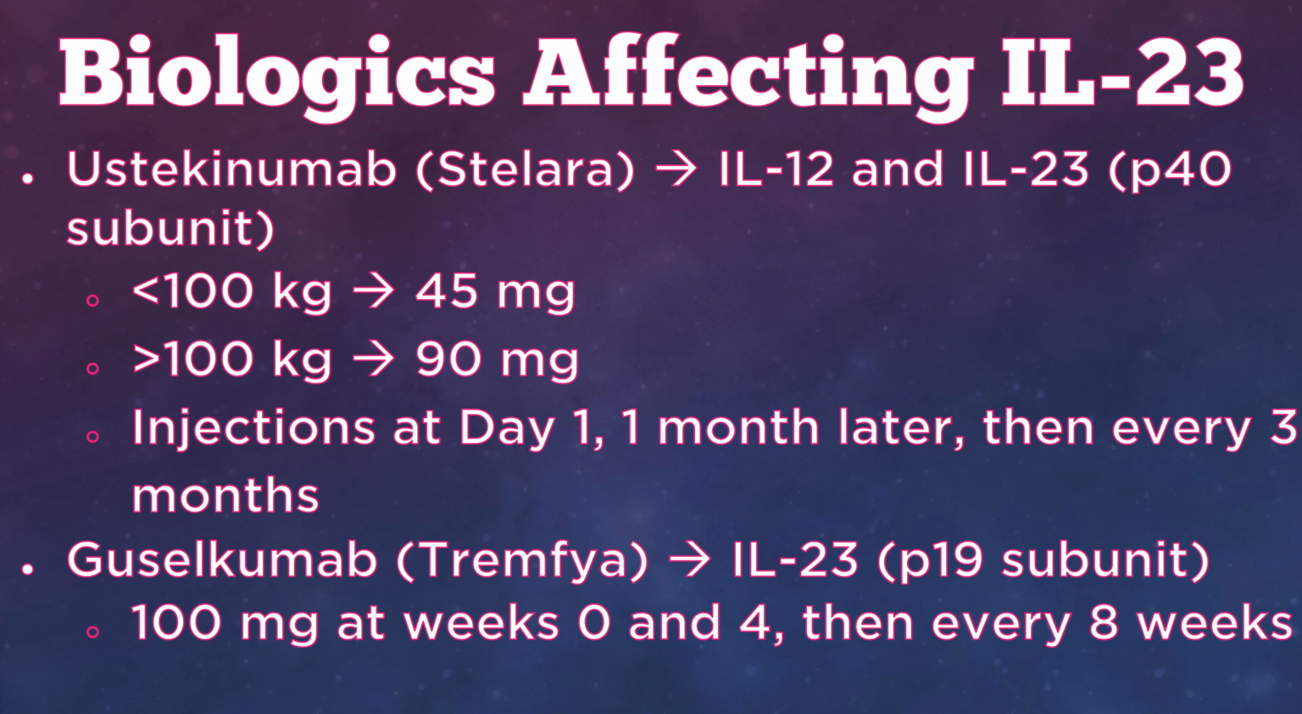As far as dosing, ustekinumab is dosed based on weight. Patients less than 100 kilograms get 45 milligrams for each dose, whereas those greater than 100 kilograms get double that dose at 90 milligrams. No matter the patient's weight, they receive injections at day 1, 1 month later, and then every 3 months for Stelara. For guselkumab, also known as Tremfya, it is dosed at 100 milligrams at week 0, 4, and then every 8 weeks after that.